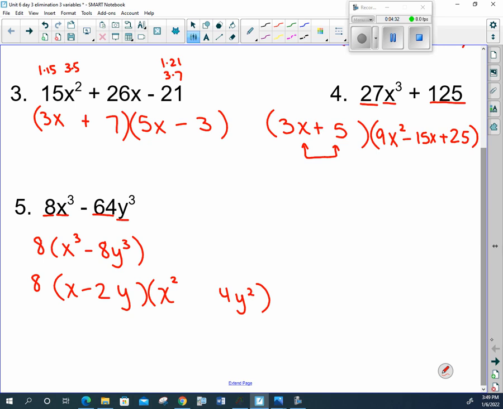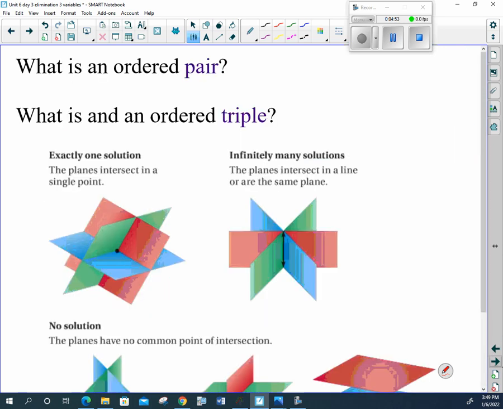So remember, we've got to fix our signs. So x times 2y is going to be 2xy in the middle. Signs are opposite and then always positive. So we've got 4y, so negative 2y, x minus 2y, and then x squared plus 2xy plus 4y squared for the other parenthesis. And then you have your GCF of 8 out in front. All right, so that's a review of factoring.